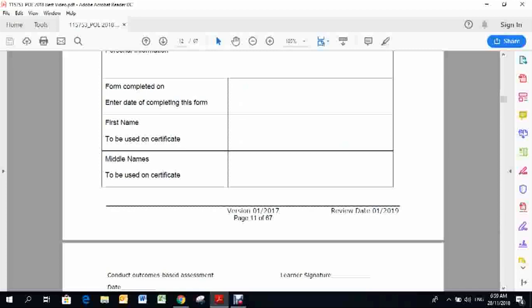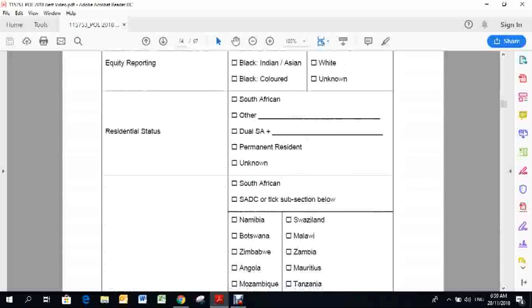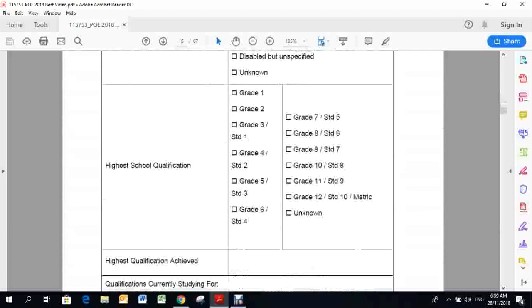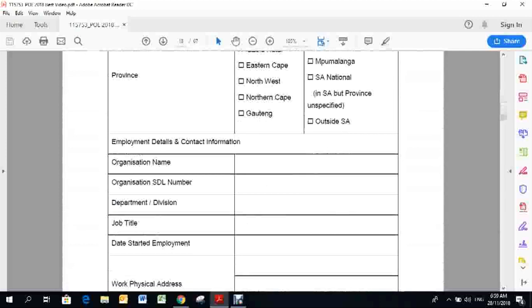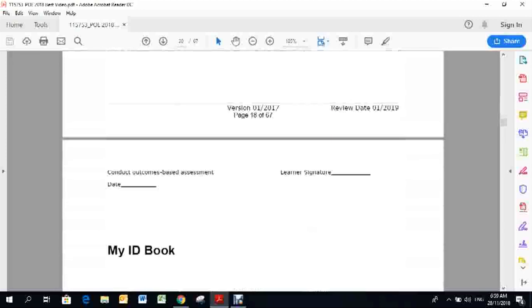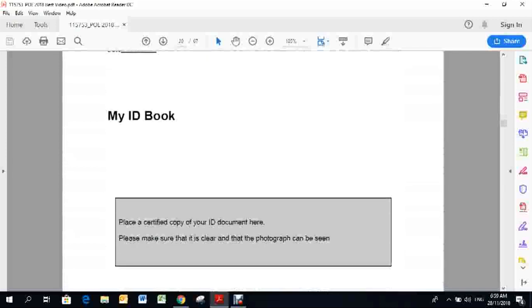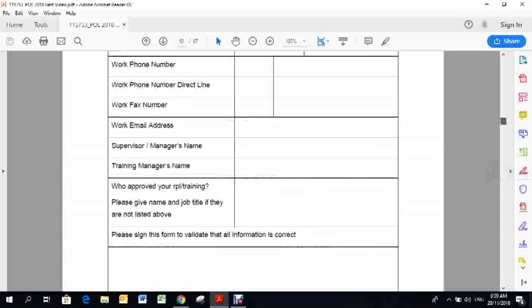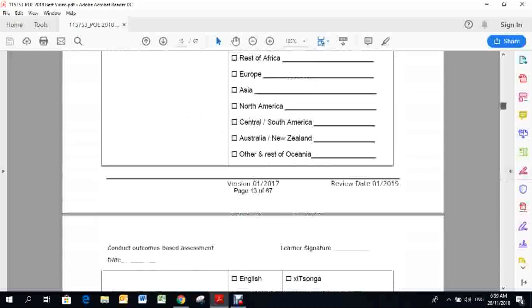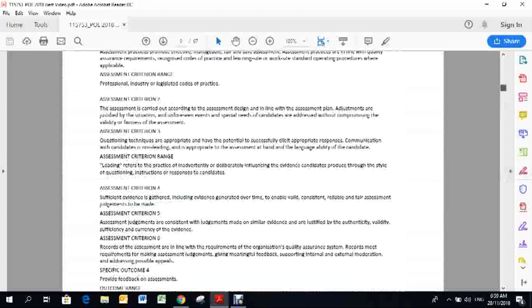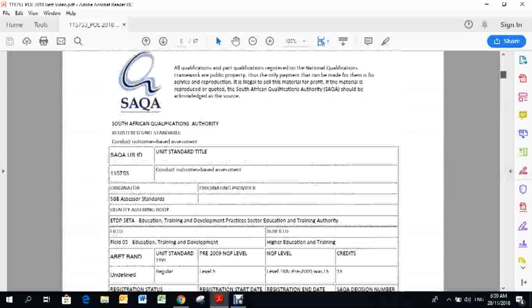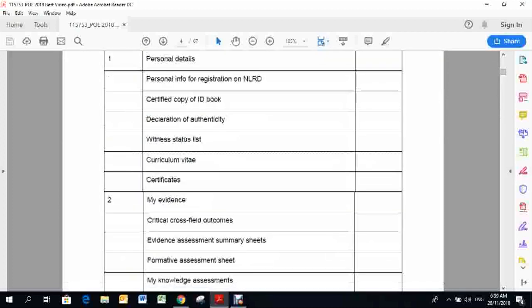So it's on page 11 until, just scrolling down to check the last page. So it gets to page 18 where you get 19 as your ID book. So we go back to that contents page. Right. On the contents page, you're going to write 11 to page 18. Your certified copy of ID, we just realized that it's on page 19.